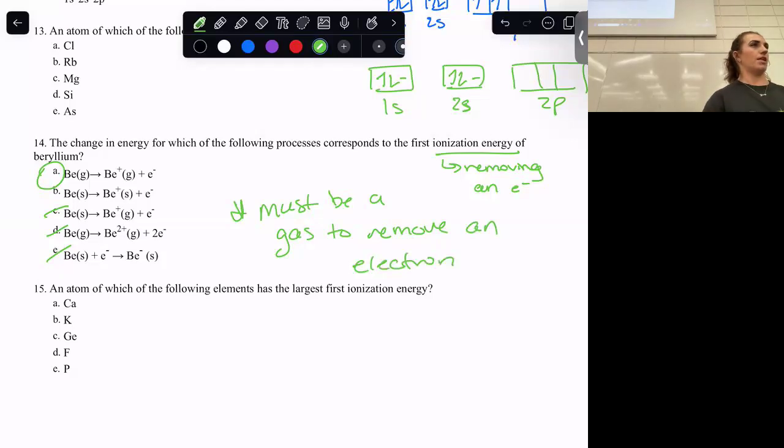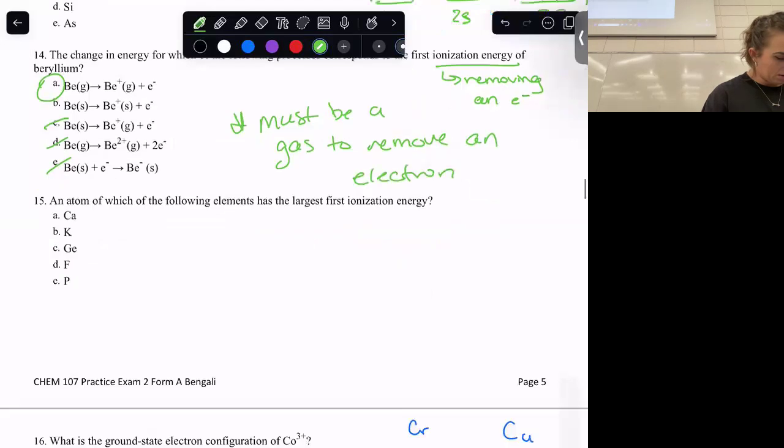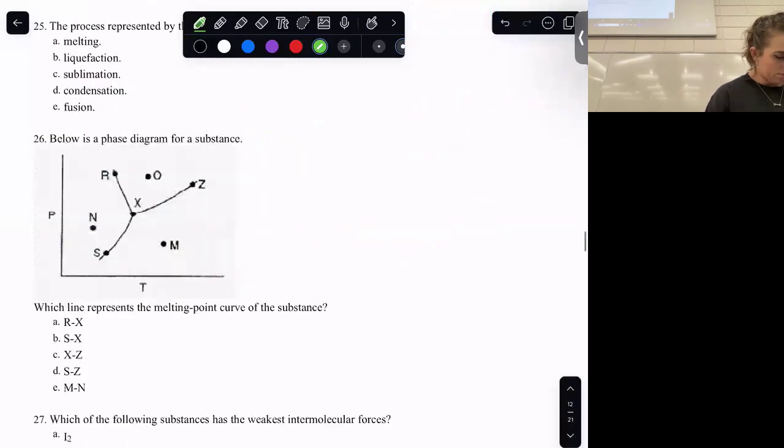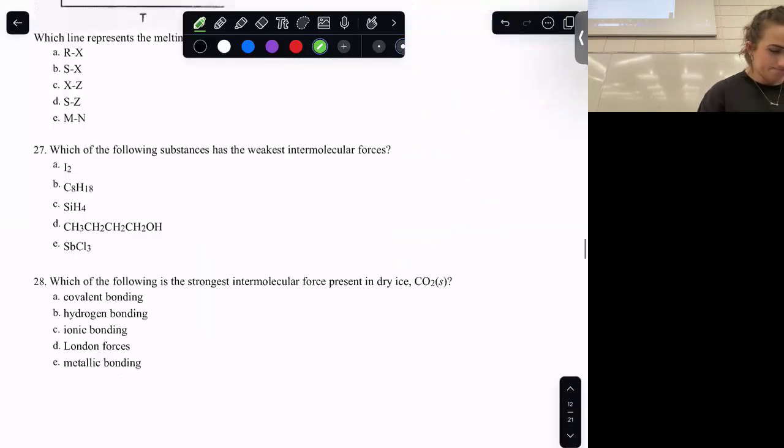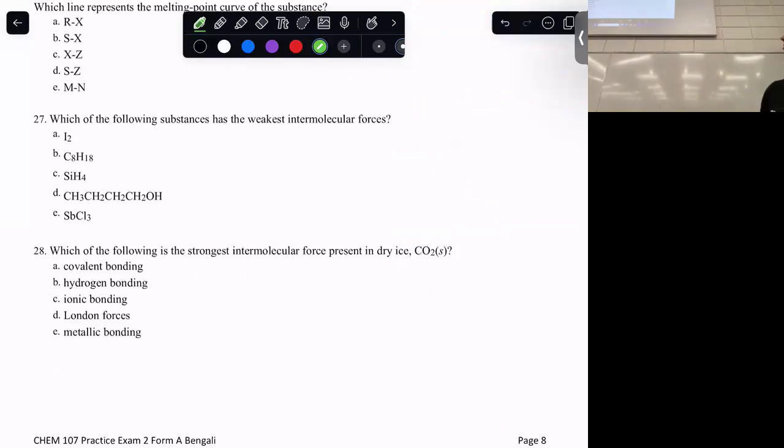Okay, what'd you say? 27. Okay, great question. Alrighty, so for 27, we have which of the following substances has the weakest intermolecular forces? What can we remove right away, probably?